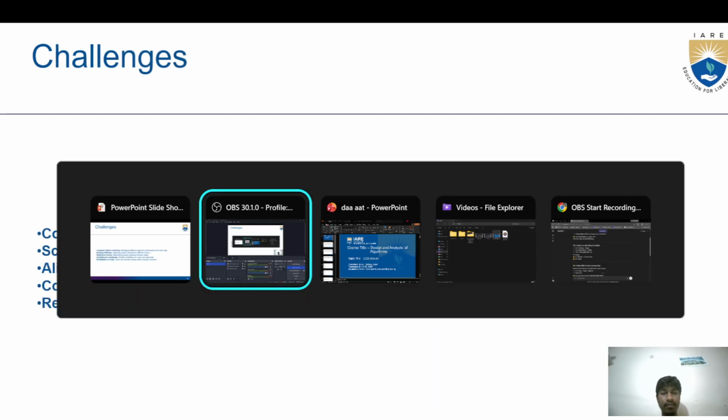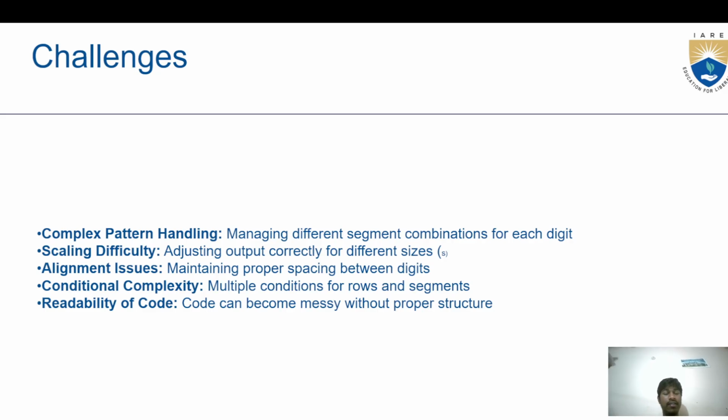Challenges. It is complex pattern handling, managing different segment combinations for each digit. It is very scalable, but also difficult to maintain and difficult to scale. Adjusting output correctly for different sizes. Alignment issues, maintaining proper spacing between digits, etc. Conditional complexity: multiple conditions for rows and segments can be very challenging. Readability of code: code can become messy without proper structure and without proper segments or maintainability.